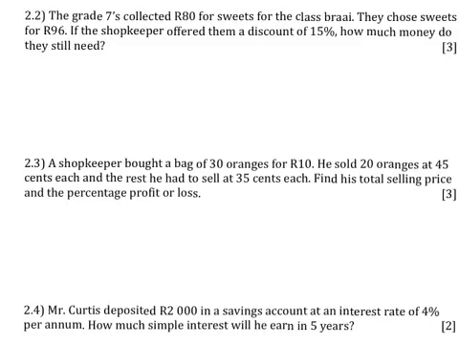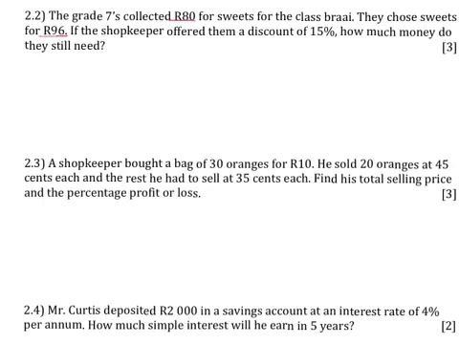Question 2.2. It's a word problem. What I generally tend to do with word problems is read it maybe once or twice, but also underline the key numerical data, and any verbs or words that are maths related. So grade 7s collected 80 Rand, which is obviously going to be important, for sweets for the class to buy. They chose sweets that cost 96 Rand.